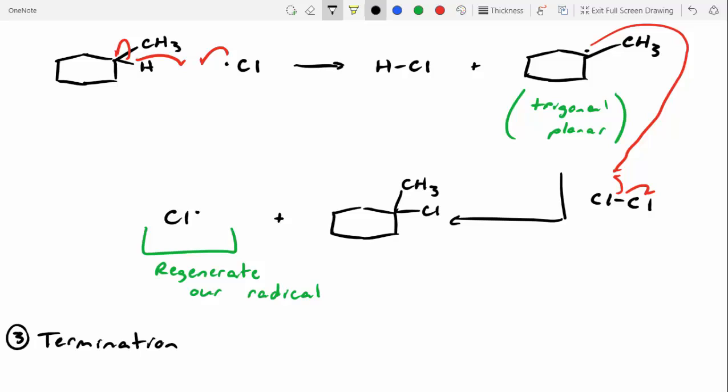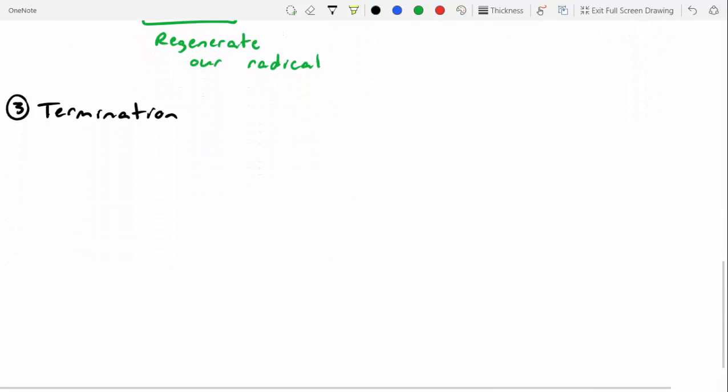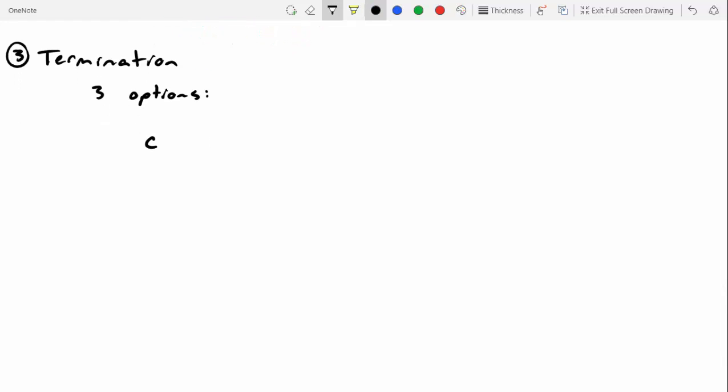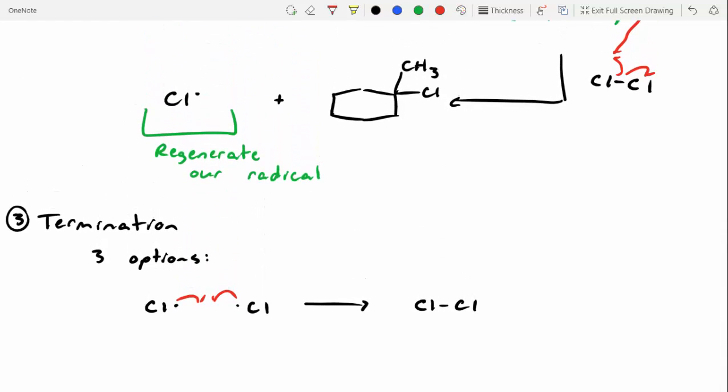In a termination step, what do you think might happen? Terminate. Terminate what? Terminate the radical, right? So it's going to be a coupling reaction. And there's three options to terminate our radical. One option is to have a chlorine radical find another chlorine radical. Cl, Cl. And it can couple these together. So that's one possibility. What do you think another possibility might be?